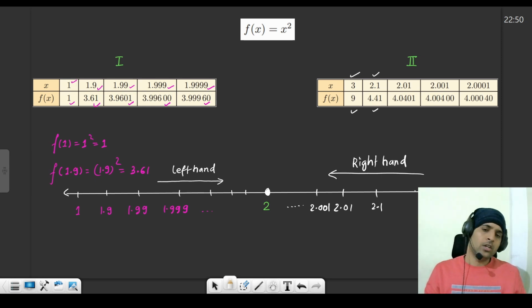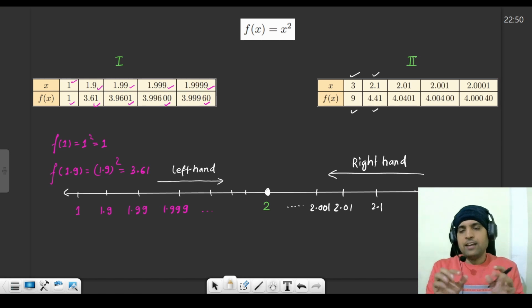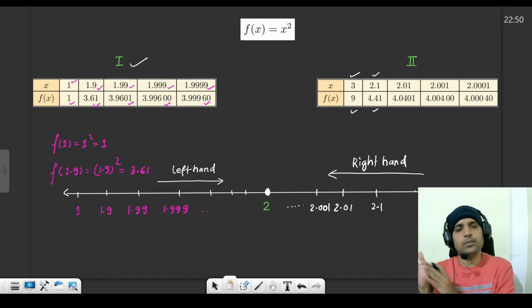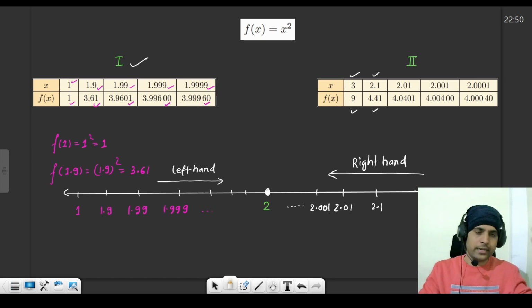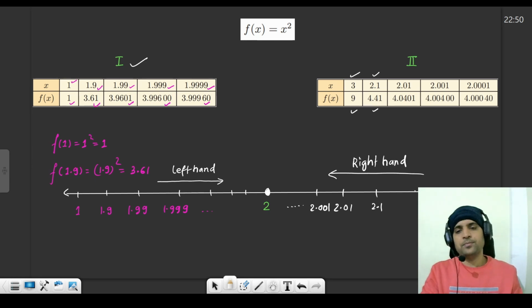Okay. So in both the cases, I have not reached 2, right? I have not taken the value of x as 2, but I am trying to reach 2. In the first case, I am trying to reach from the left hand side. In the second case, I am trying to reach from the right hand side to 2. But I am not going to 2 exactly. Okay. So this is nothing but the concept of limit.